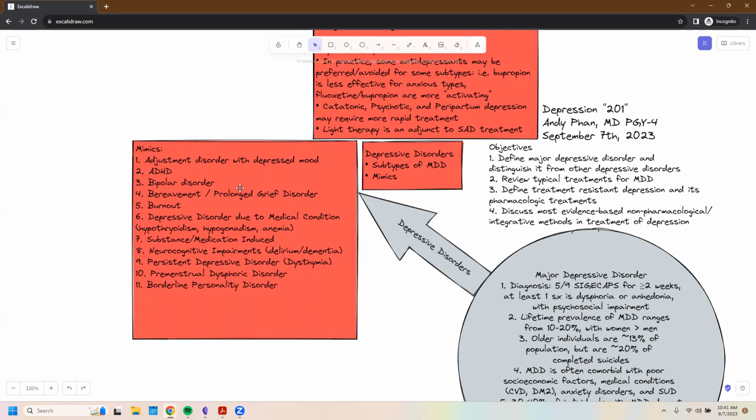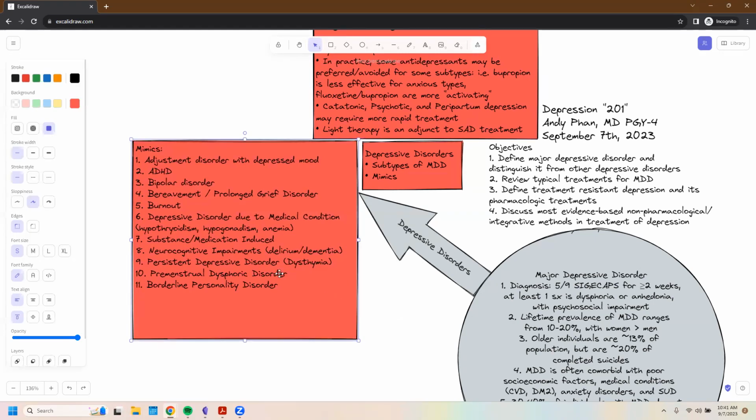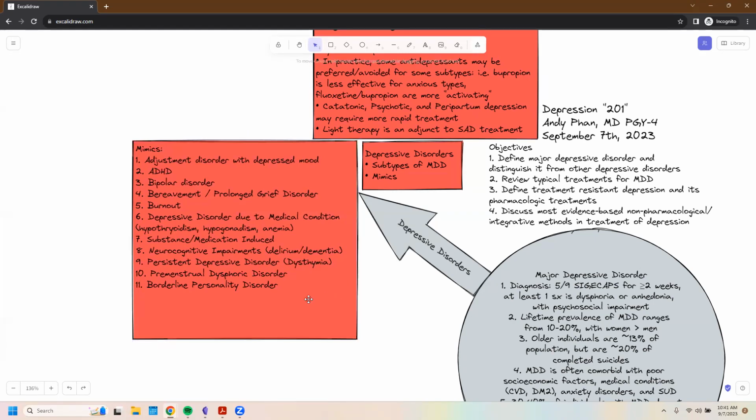Any questions about any of these? Or typically, what's the difference between some of them, or how some of these will present differently from major depressive disorder?